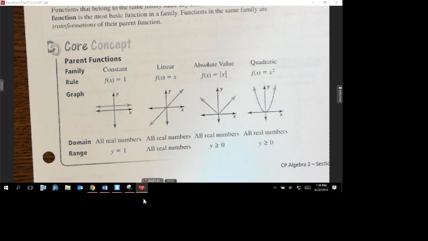Absolute value looks like a V every time. How can we commit to memory that absolute value looks like a V? The V in value.